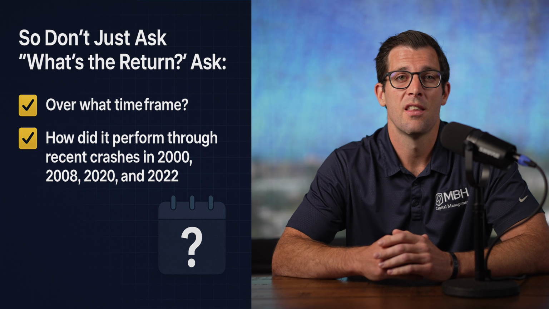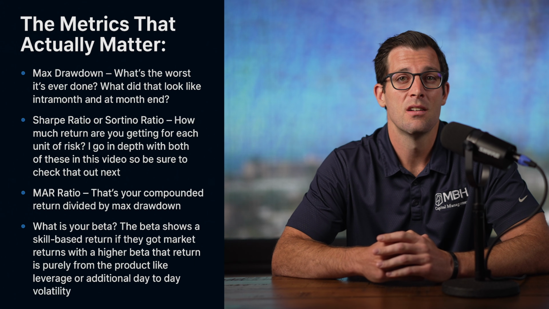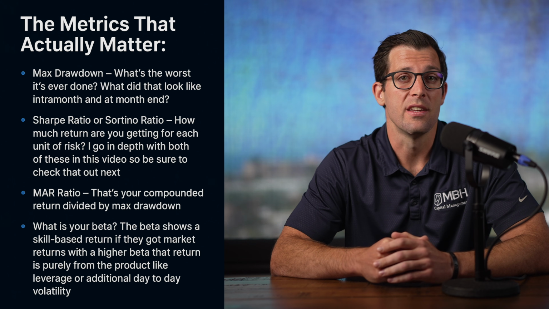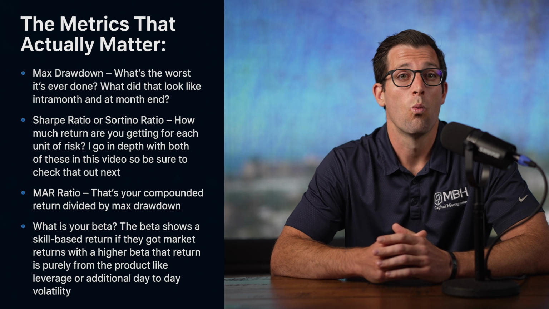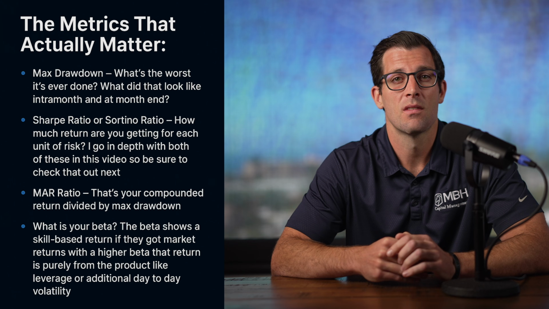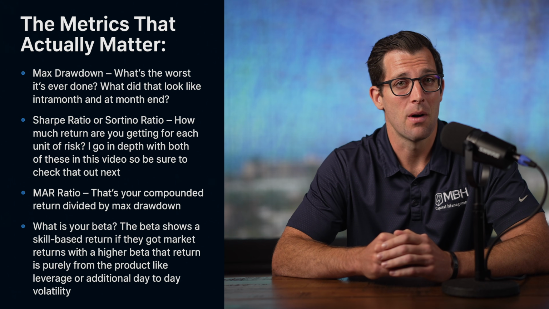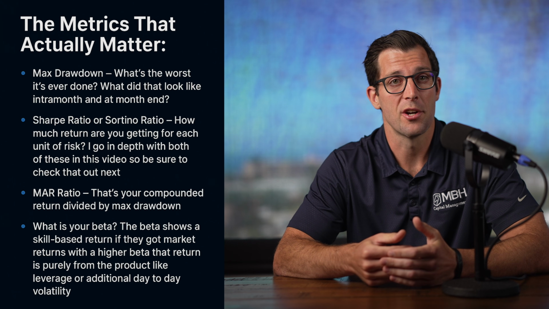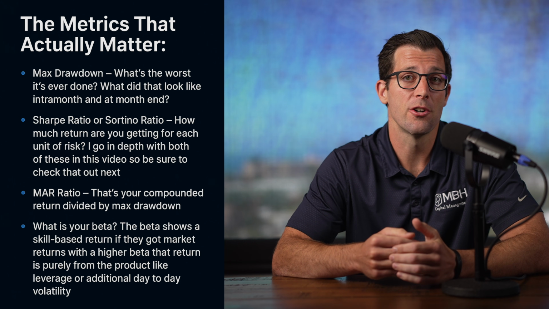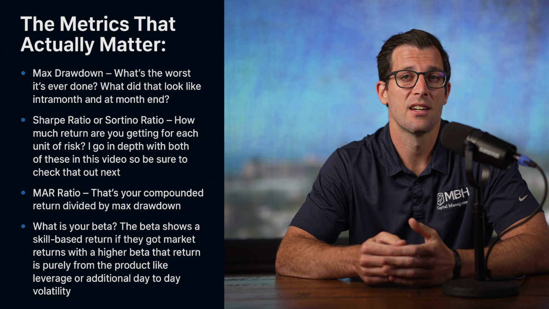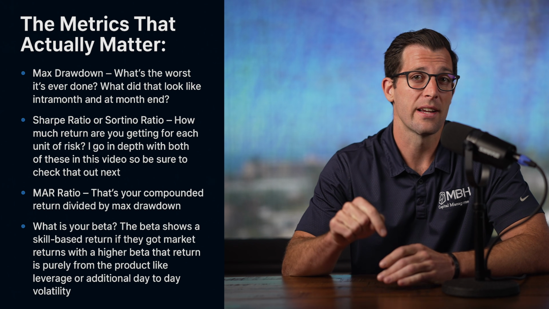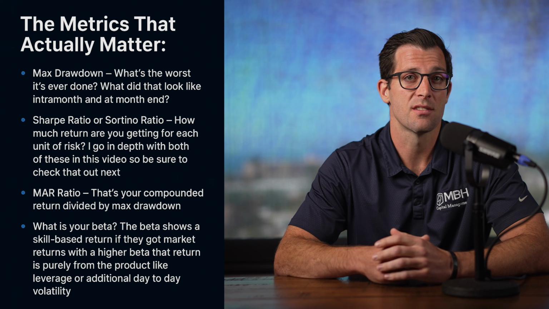Part 5, the metrics that actually matter. If you want to compare strategies apples to apples, start with these. Max drawdown. What's the worst it's ever done? What did that look like intra-month and at end of month? Sharpe ratio or Sortino ratio? How much return are you getting for each unit of risk? I go in depth with both of these in a recent video about risk-adjusted returns.